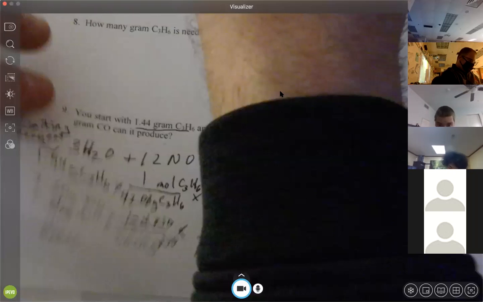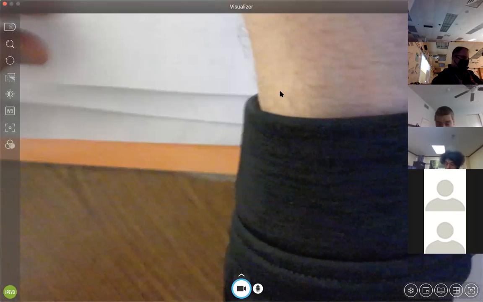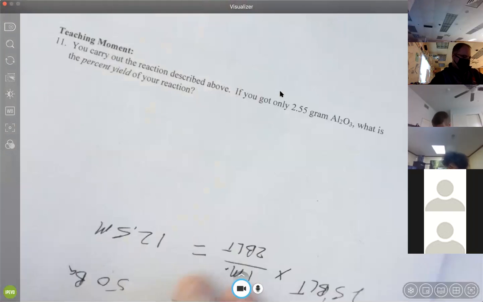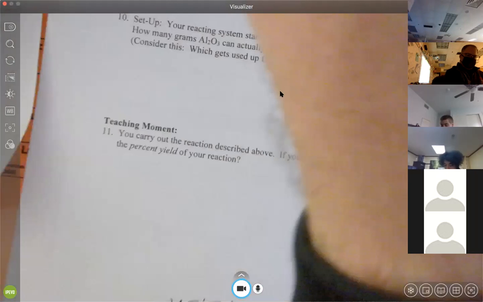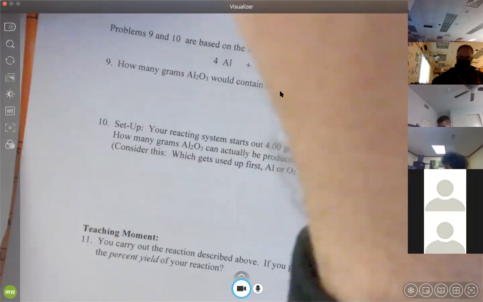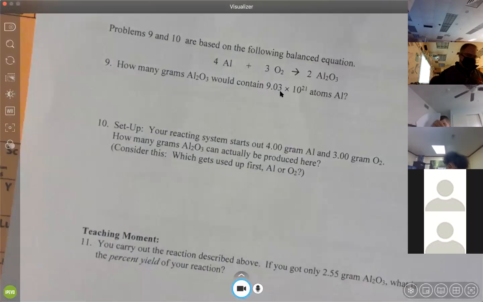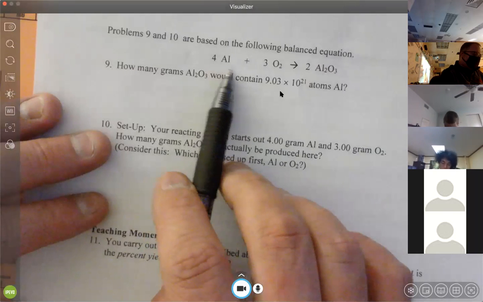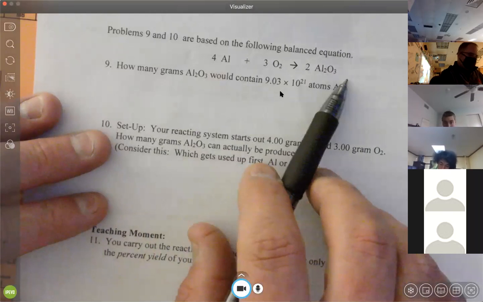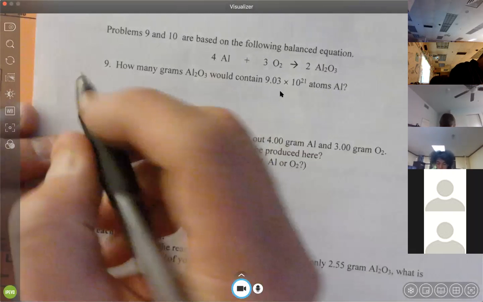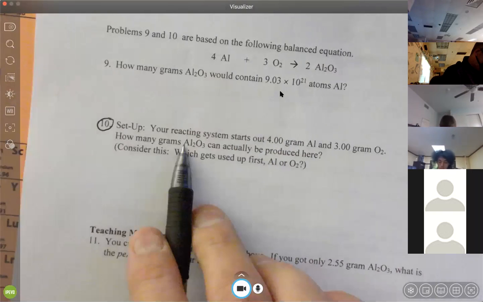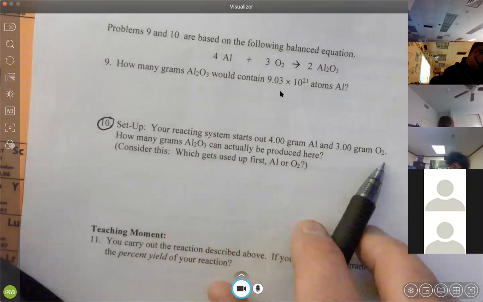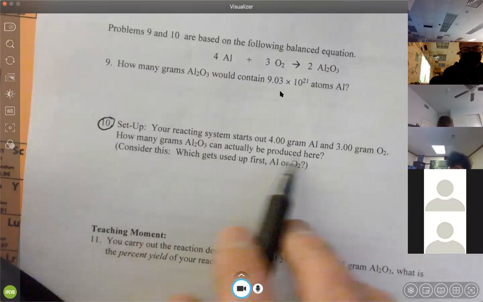Let's try one more. This is on the last page, page 8. We have 4 moles of aluminum plus 3 moles of oxygen yields 2 moles of aluminum oxide. Number 10 says we have a reacting system starting out with 4 grams of aluminum and 3 grams of oxygen. How many grams of aluminum oxide can actually be produced?